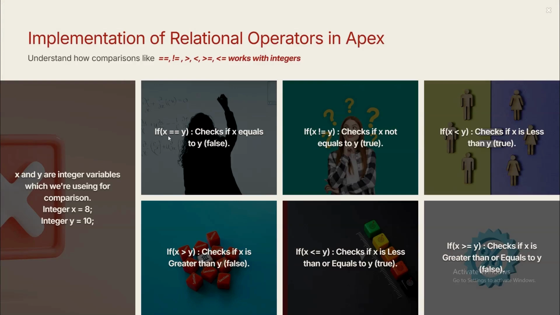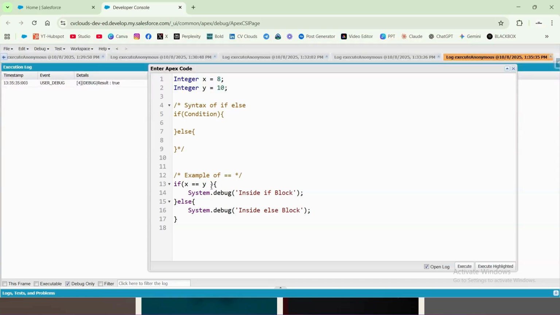The first example is if x equals y. It is checking if x is equal to y, and it will return false. So let me show you on the anonymous window how it will work. So guys, we are going to understand the equals to relational operator. This is the if else statement, and this is the condition that we gave using the relational operator.